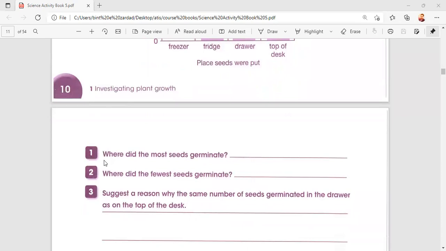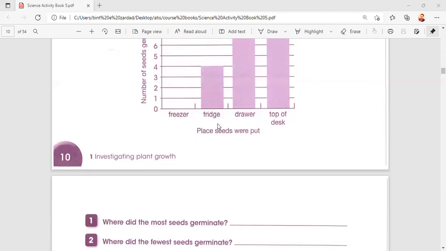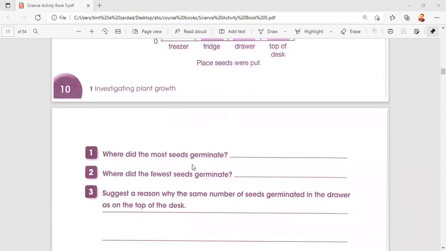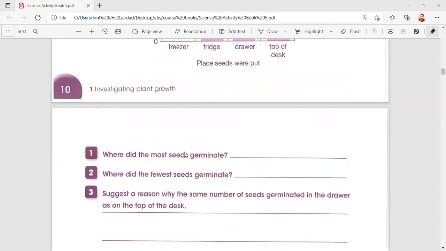Now we solve the question: where did the most seeds germinate? We saw in the bar chart that the most seeds germinated in the drawer and also on top of the desk. In these two places the most seeds germinated. Where did the fewest seeds germinate? The fewest seeds germinated in the freezer, or you can say 0.